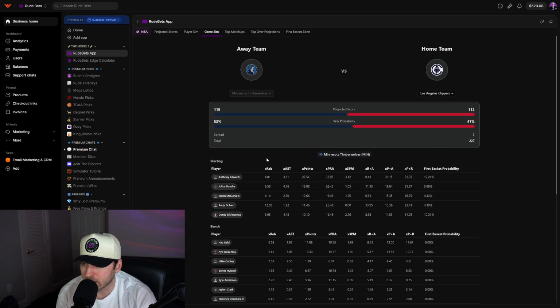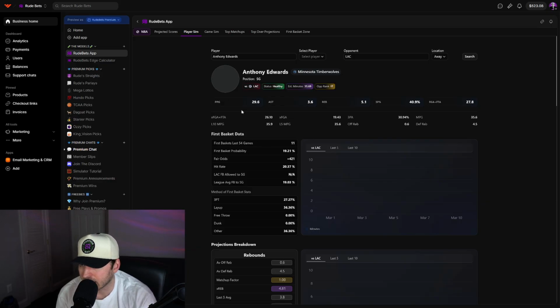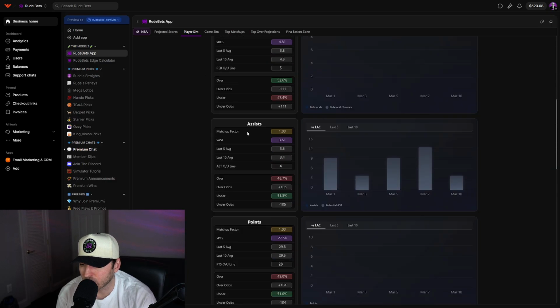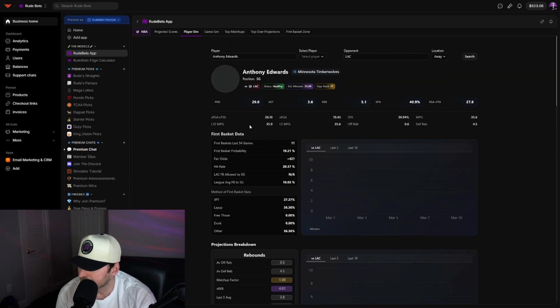But if you want to get more in the weeds, all you have to do is click on a player's name. So we'll click on Ant Edwards here, and it's going to populate in the player sim. And we're going to go over this page in pretty good detail because there is a lot of information on it. But it's very simple once you understand what you're looking at. So first and foremost, it's going to tell you the position, who he's playing, if he's healthy or questionable. Expected minutes, a very important number, especially for role players.